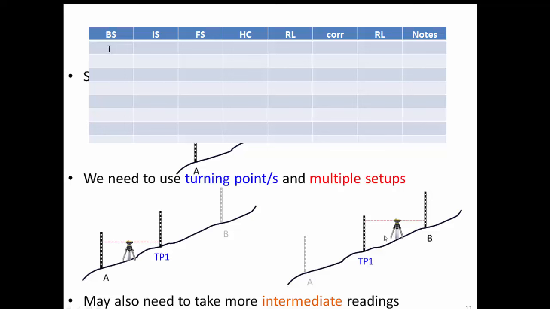Intermediate points are any points taken in between the back sight and foresight. So if you're going to take another reading in the middle, somewhere here, you would take your back sight first, then the intermediate sight, and the last reading you take at that location is the foresight.